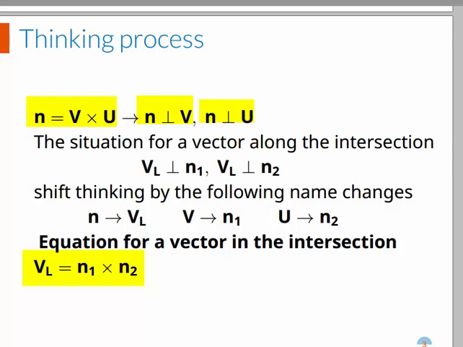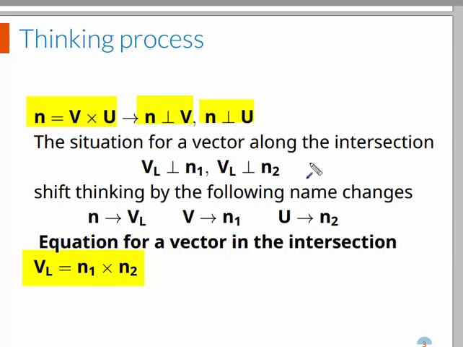Now let's look at the situation for a vector along the intersection. If a vector is lying in the intersection of two planes, then it lies in both planes. Therefore, it is orthogonal to the normal of the first plane, because it lies in the first plane. It's also orthogonal to the normal of the second plane because it lies in the second plane.